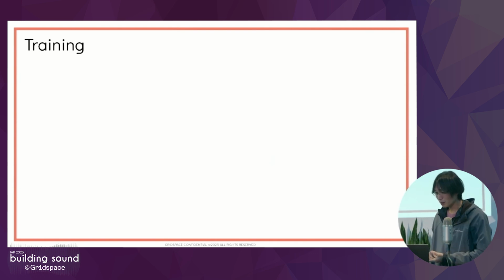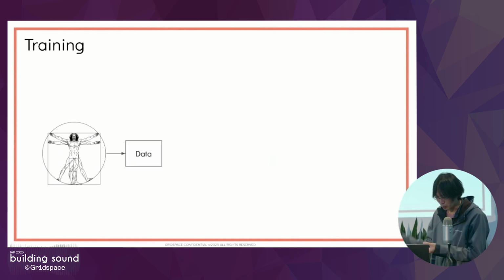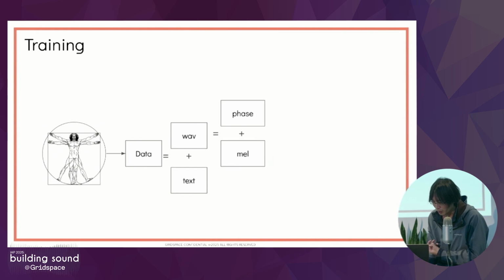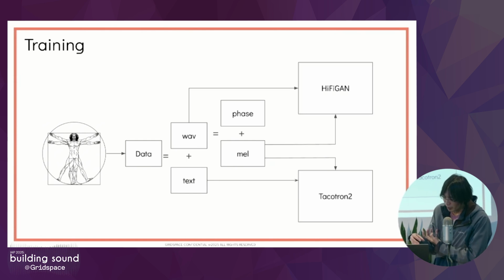So that was an overview of the models themselves. I'm just going to tell you what happens during training. So in training, we go kidnap a human expert, and then we extract some data out of the human expert. In this case, the data consists of a pair of audio and text. Well, audio has both the phase information and the MEL spectrogram information. We put the MEL spectrogram and the text into Tacotron 2 for training. And we put the audio wave and the MEL spectrogram into HiFi-GAN for training. So that's how training was done.